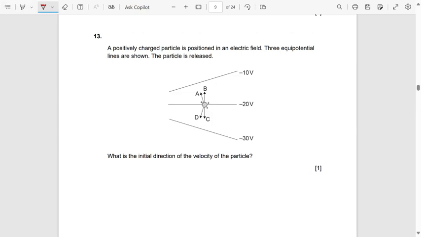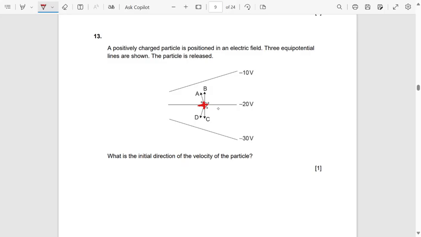What is the initial direction of the velocity of the particle? So we've got a positively charged particle in an electric field. Three equipotential lines are shown, the particle is released. So the positive charge will move in the direction of the electric field, which is positive to negative.